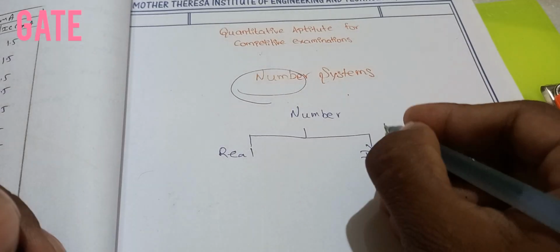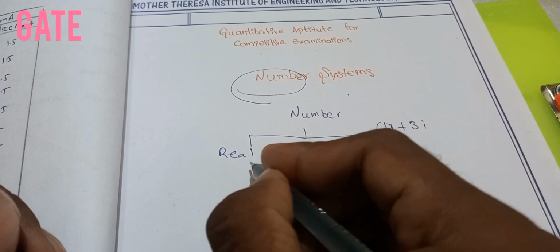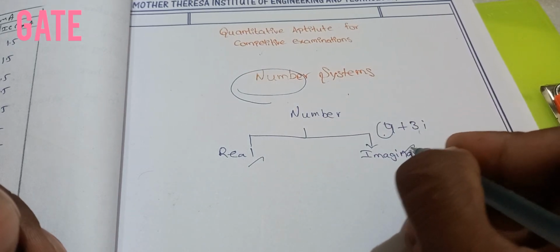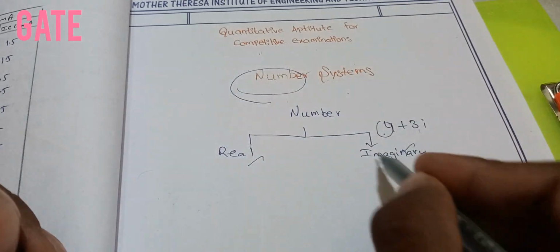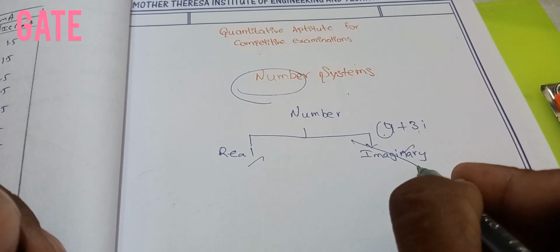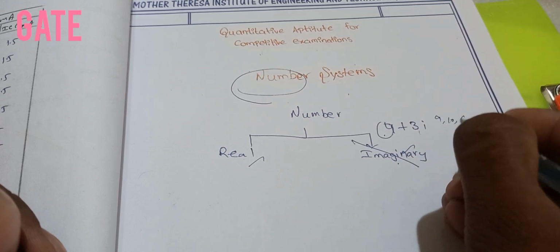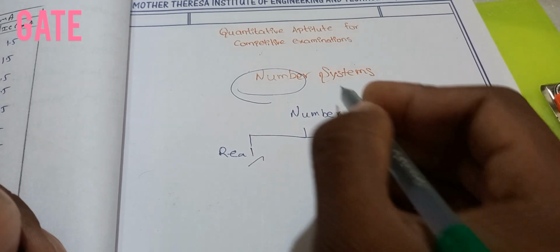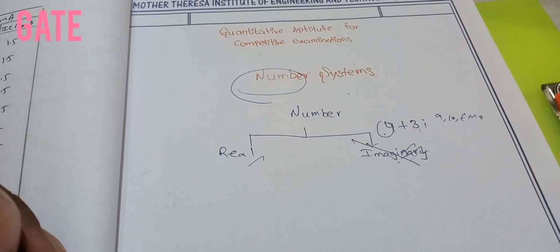Let's consider an example: 4 plus 3i. Here, 4 is called a real number and 3i is called an imaginary number. In 99% of competitive examinations, imaginary numbers will not be asked, but they are asked in 9th class or 10th class, or even in engineering mathematics it is important, but we can exclude imaginary number topics.